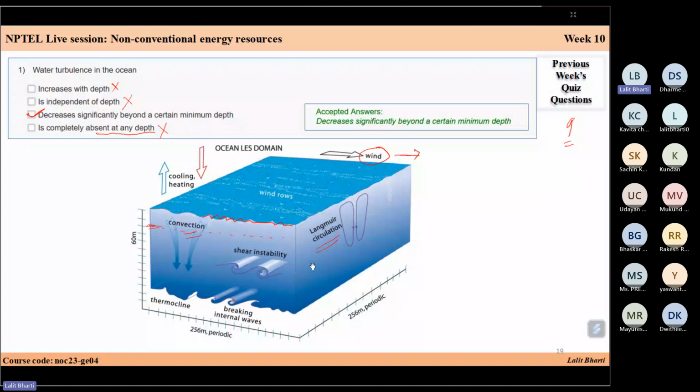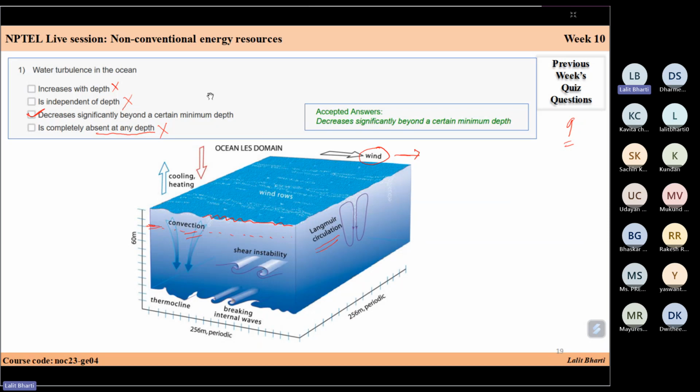That is true, because after a depth of, let's say, a few meters, your turbulence will be significantly decreased, because the effect of the surface phenomena, be it wind or cooling or heating due to the sun, will be very minimized. And we have also seen that the temperatures are quite constant after a particular depth. So the third option is correct.